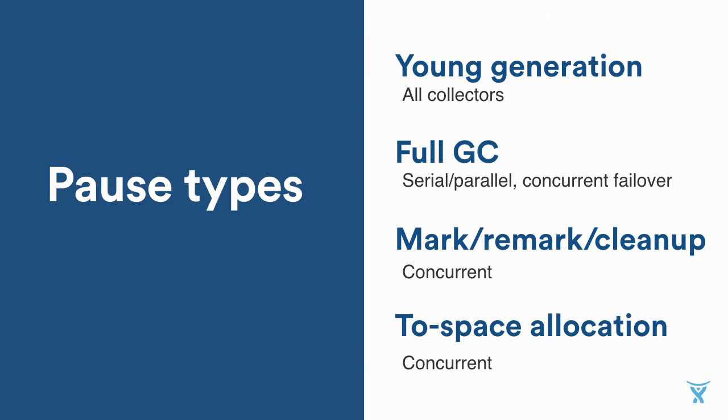You have young generation pauses, which are common, but they're usually pretty quick, and they happen with all collectors. The most commonly problematic pause is your full garbage collection if you're using serial or parallel, and those are usually the really long ones that start to cause big problems.